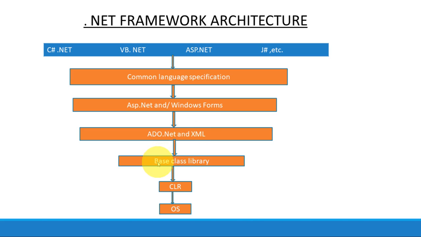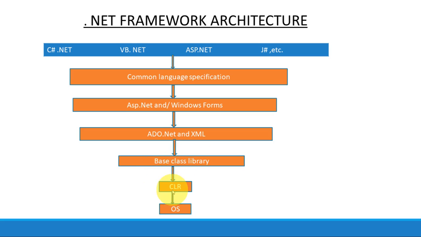Now the next layer is BCL, that is Base Class Library. This layer provides a wide range of inbuilt functions and classes. It is a common library. We can use the inbuilt functions and classes available in BCL directly. For that, there is no need to make our own programs.